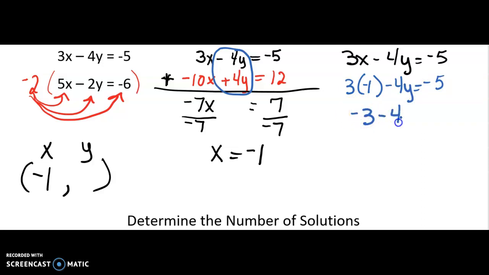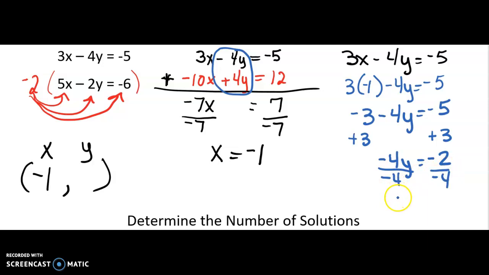Negative 3, take away 4y equals negative 5, so continue simplifying. Need to get that y by itself, so I need to get the negative 3 away, so I'm going to add 3 to both sides, leaving me with negative 4y equals negative 2. Goal is still to get that y by itself, so I need to move the negative 4 away. It's currently being multiplied, so I need to divide both sides by negative 4. y equals negative 2 over negative 4, which can simplify down to a positive 1/2. I now know that y is 1/2.